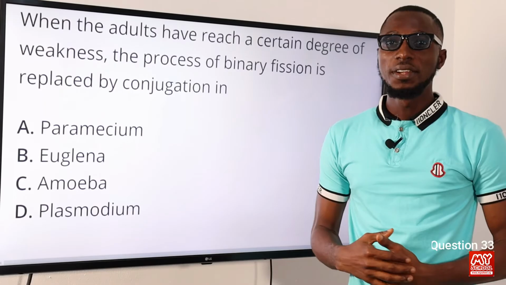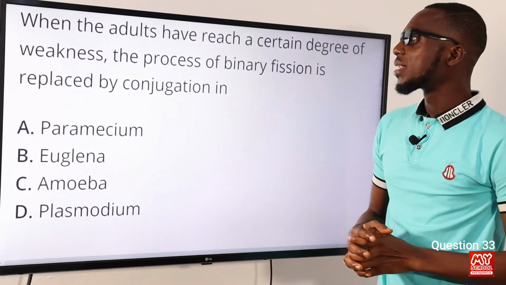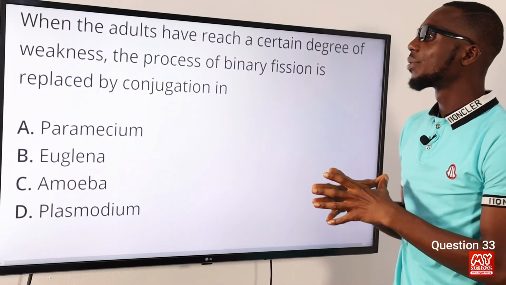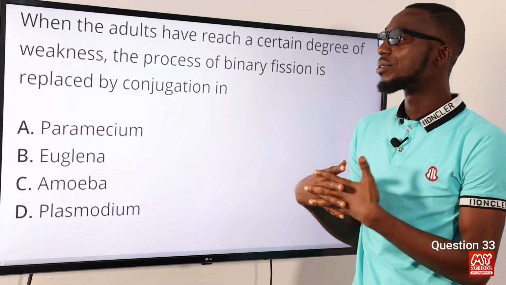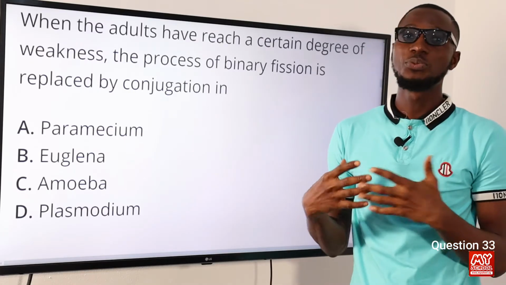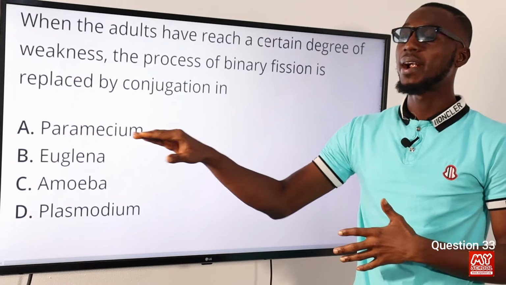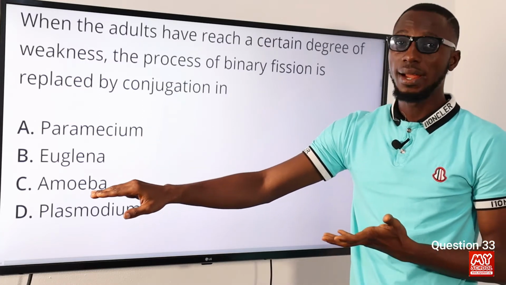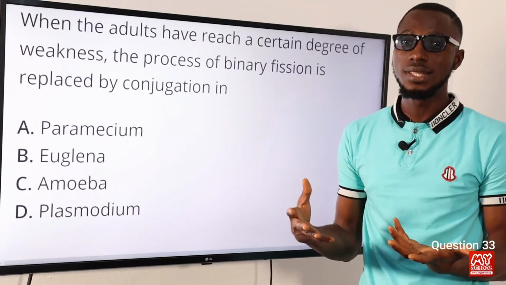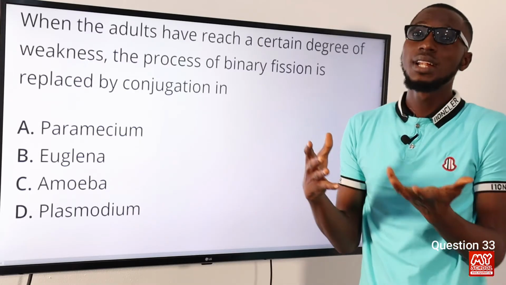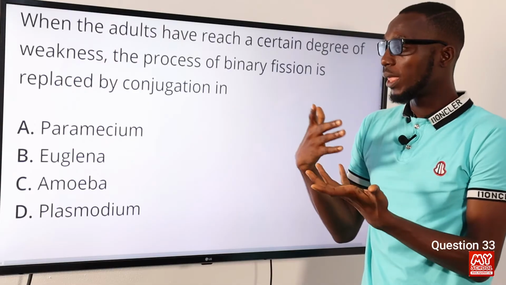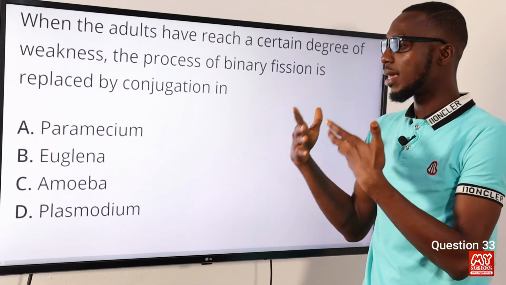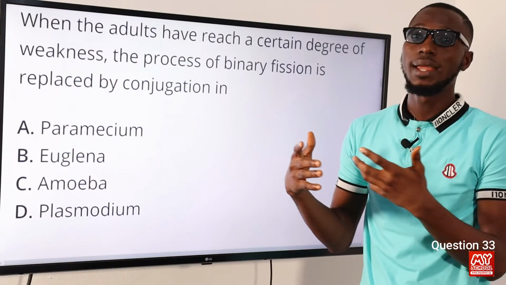Question 33. When the adult has reached a certain degree of weakness, the process of binary fission is replaced by conjugation in what? It is in paramecium. Of course, we know that paramecium, euglena, and amoeba belong to the kingdom of protists. Generally speaking, protists' means of reproduction is by fission.